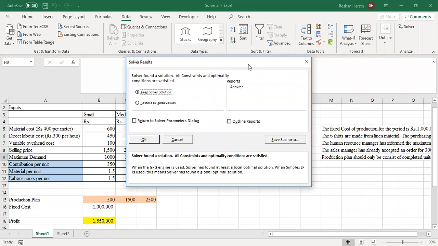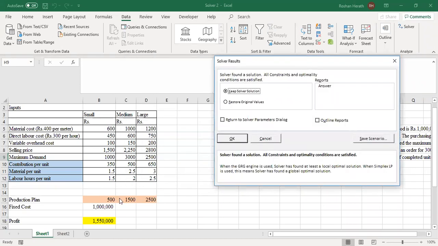Then you can see the answer has changed. Your original answer was like a loss situation, but now it's clearly a profit situation. Then the solver would ask you whether you want to keep this solver solution or restore the original values. So in fact, what we want is to keep the solver solution. So therefore, we may go by that.